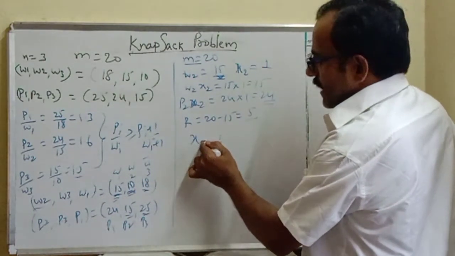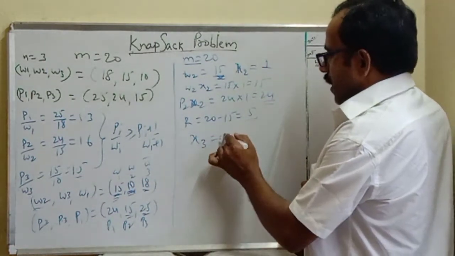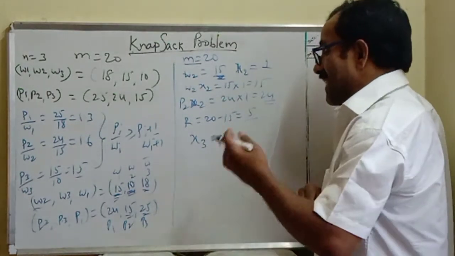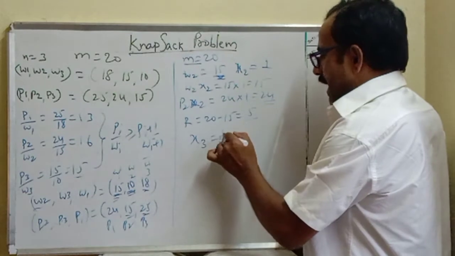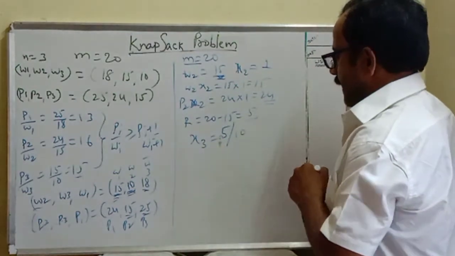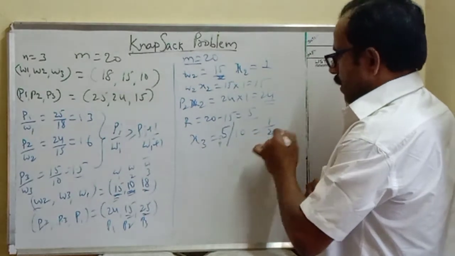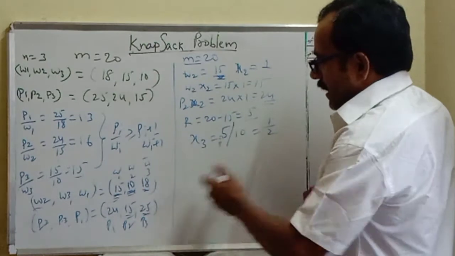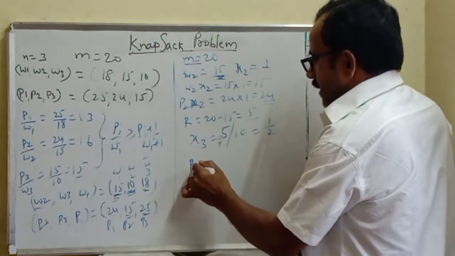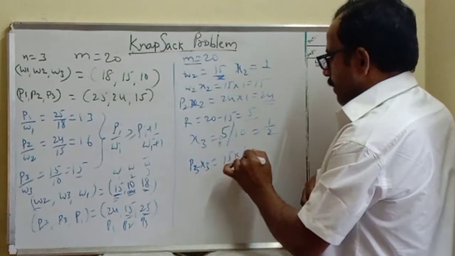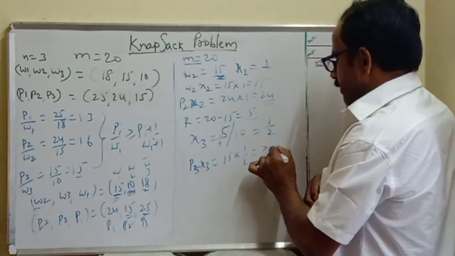Then what is the solution now? How can we construct the solution if the remaining knapsack capacity is less than the item weight? Just take the remaining knapsack capacity as numerator and the item weight as denominator. X equal to 5 by 10, that is equal to 1 by 2. Then we cannot get the complete profit now, because we extracted only half of the weight. Then the profit is also half. Then P3 X3 equal to 15 into 1 by 2, which is 7.5.